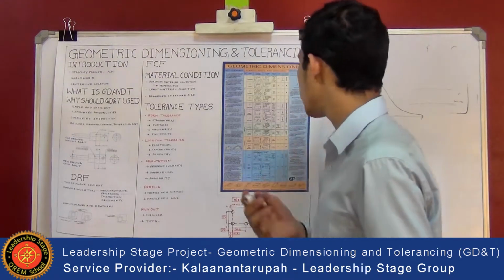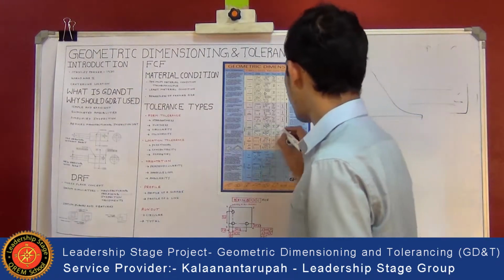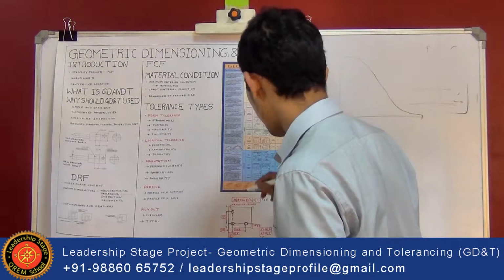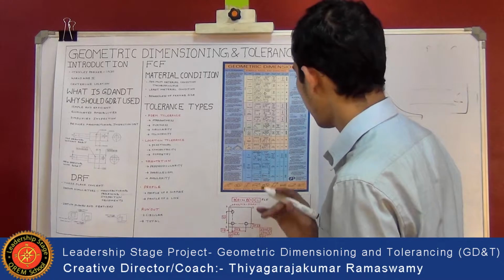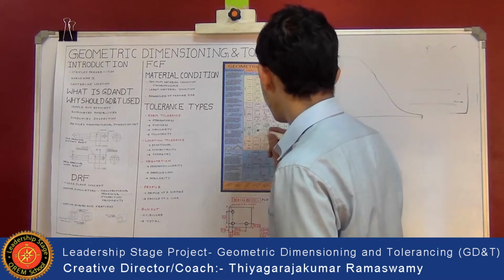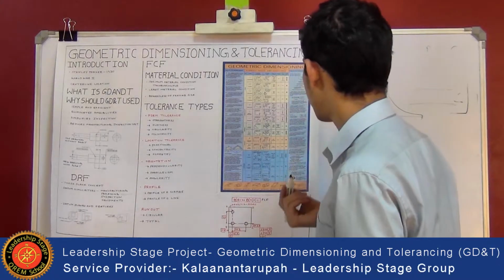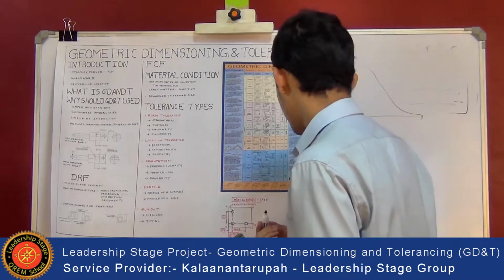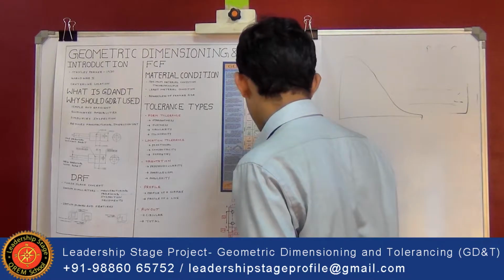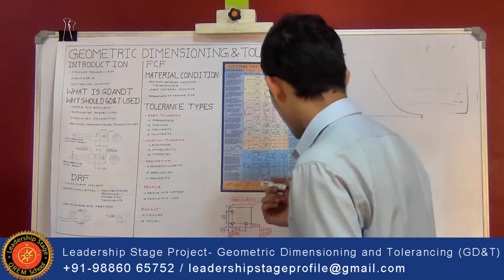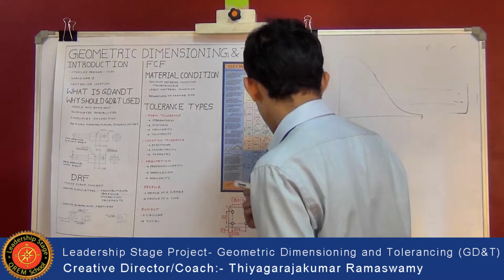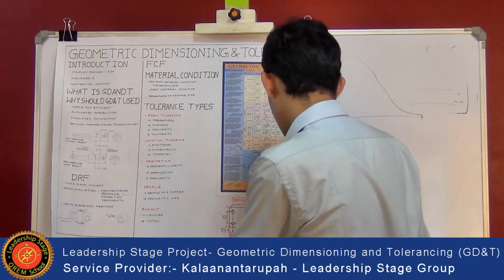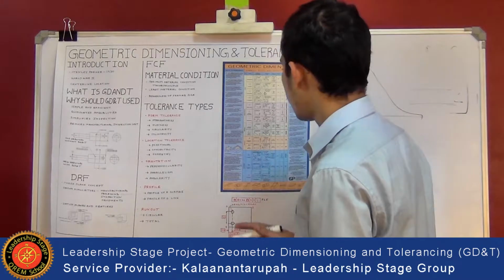Then datum may be used or may not be used. The profile of a line comes under the tolerance zone C, which is nothing but parallel lines having a particular orientation, and the profile of a surface comes under the tolerance zone DEF, that is parallel planes having a particular orientation, and parallel planes not having a particular orientation, and finally parallel lines.